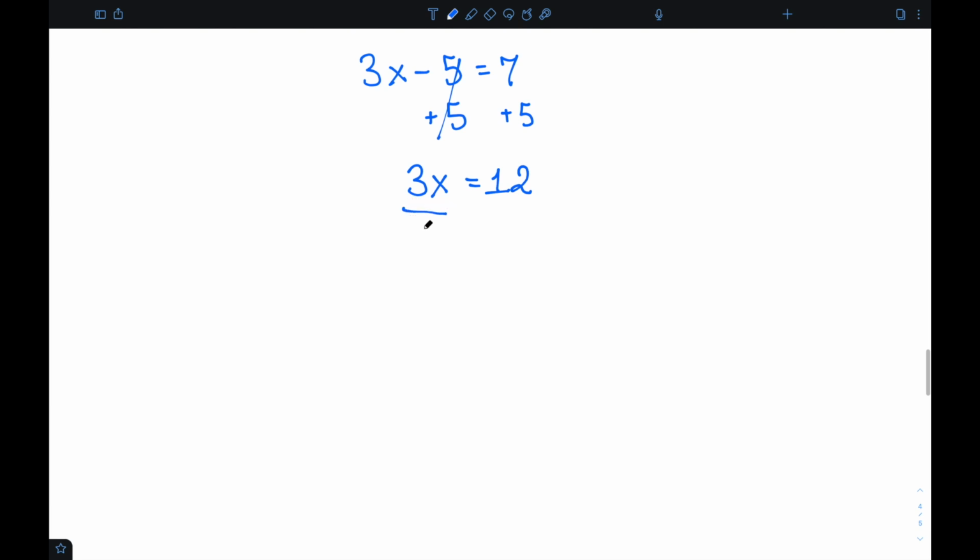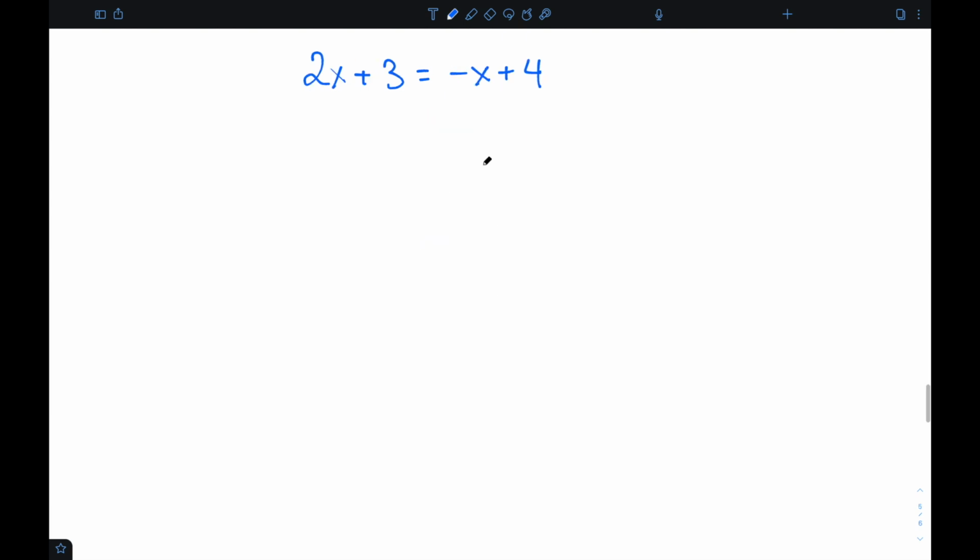We then divide both sides by the coefficient, which is 3. 3 divided by 3 is 1, and 12 divided by 3 is 4. And we can plug this back in. 3 times 4 is 12, minus 5 is 7. A slightly more complicated one.